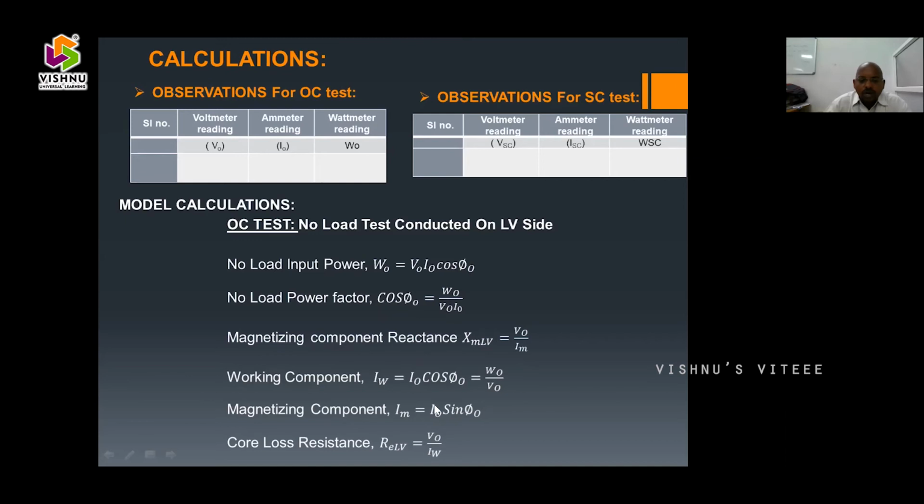Finally, we get the core loss resistance Rc equal to V naught by Iw, where Iw is the working component of current, and the magnetizing reactance Xm equal to V naught by Im. These two parameters are useful for constructing the equivalent circuit of a particular transformer.